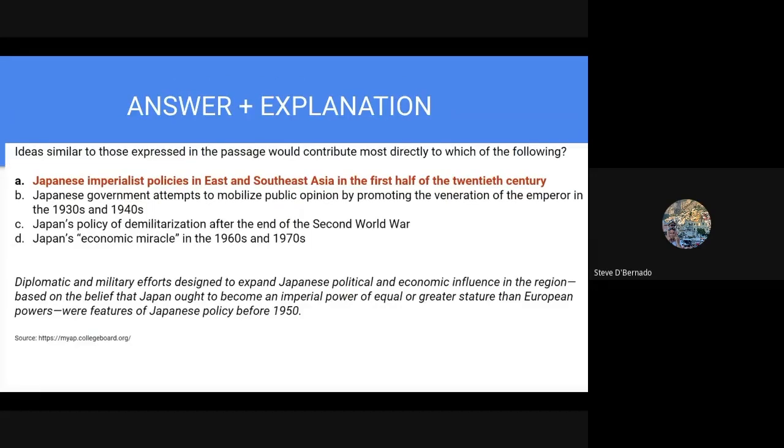Well, A, Japanese imperialistic policies in East and Southeast Asia in the first half of the 20th century seems to be the idea that is most similar to those expressed in the passage, okay? So diplomatic and military efforts designed to expand Japanese political and economic influence in the region, based on the belief that Japan ought to become an imperial power of equal or greater stature than European powers. They were features of Japanese policy before 1950. Remember the areas of influence they gained on the map. And A reflects those ideas, okay?